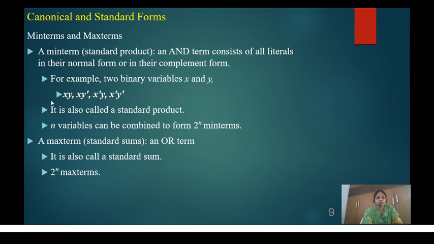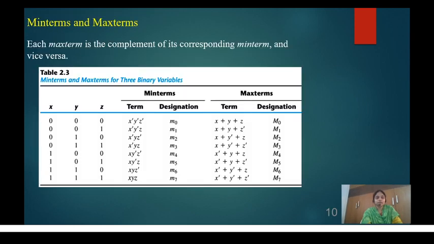With these terms you call it standard product terms or min terms. Similarly, max terms are also called standard sum terms, which can be represented as x plus y complement, x complement plus y. Between the two literals we have to use the OR operation. Those are called max terms. Each max term is the complement of its corresponding min term and vice versa.